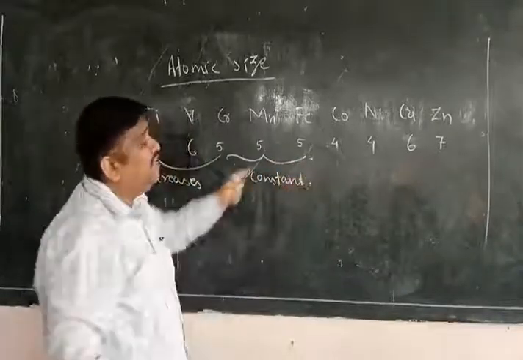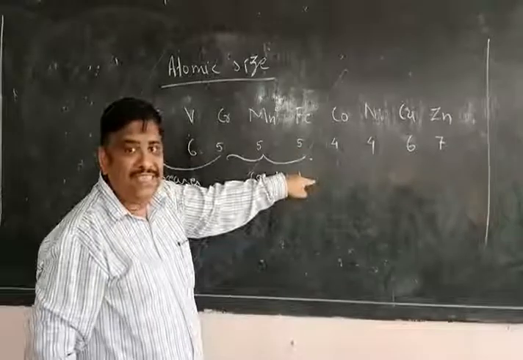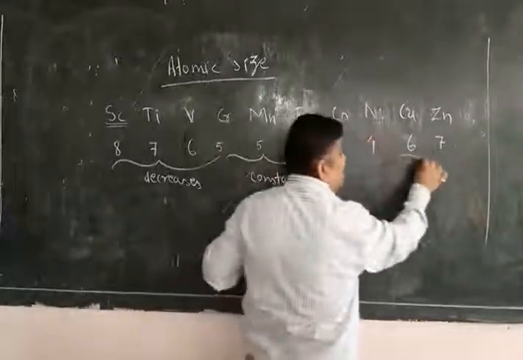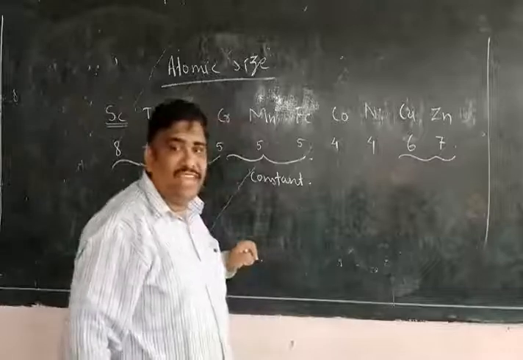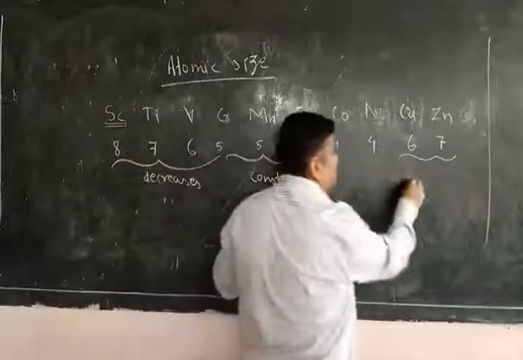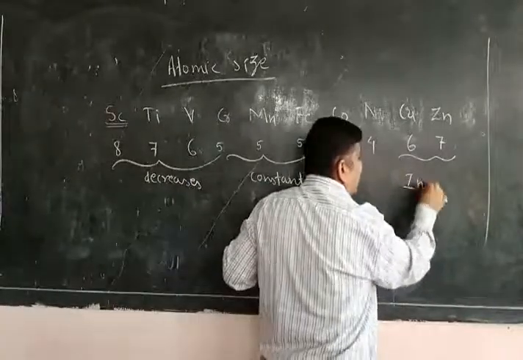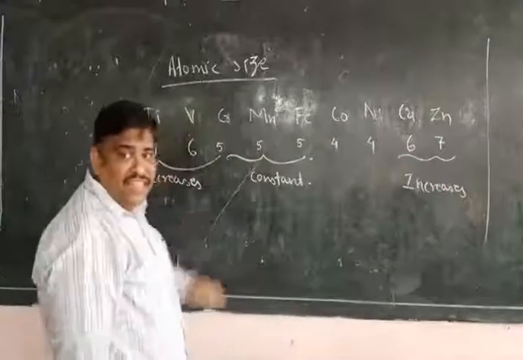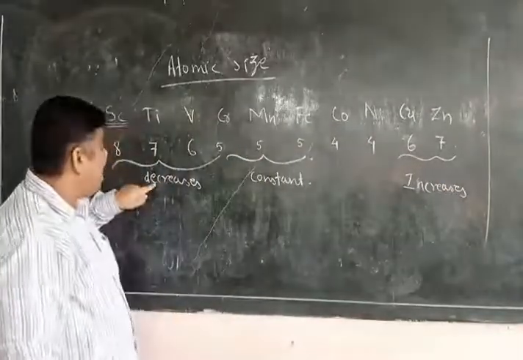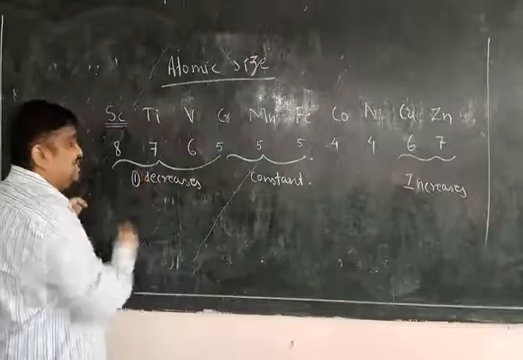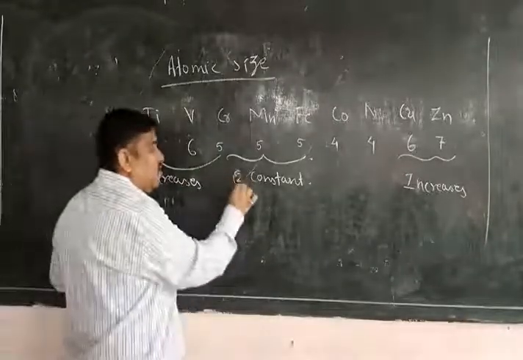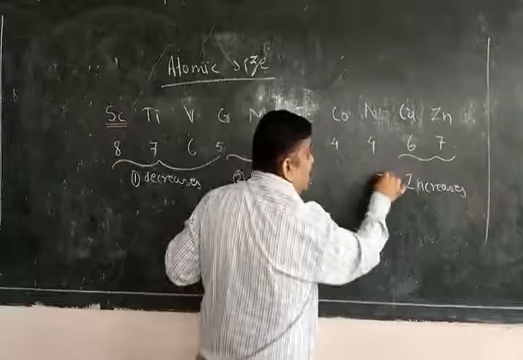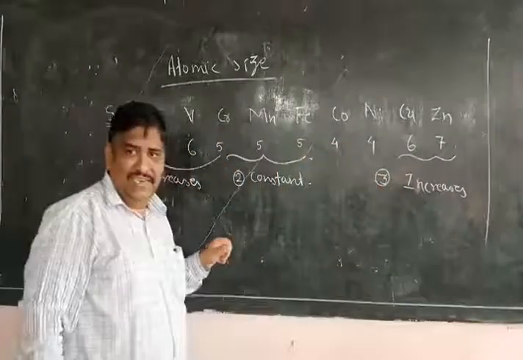Then what happens to the next? Again it decreases. But what happens at the last? 6 and 7, decreases or increases? Increases here. So what is the trend of the atomic size in the 3d series? First it decreases, second it remains constant, and third, finally it increases.